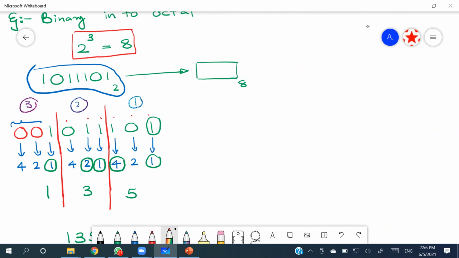If there is a 0 over a place value, the multiplication will provide you a 0, right? When you have a 1, the multiplication will provide you the same value.